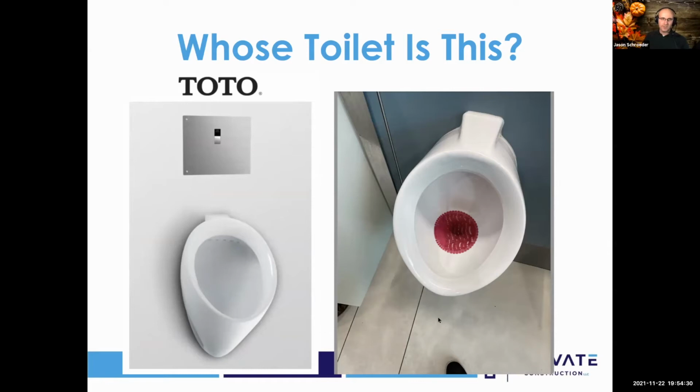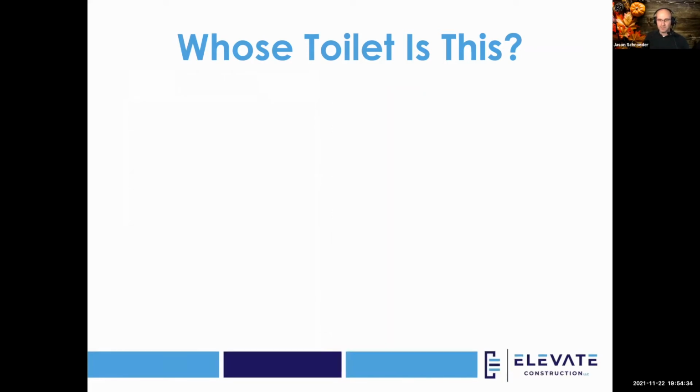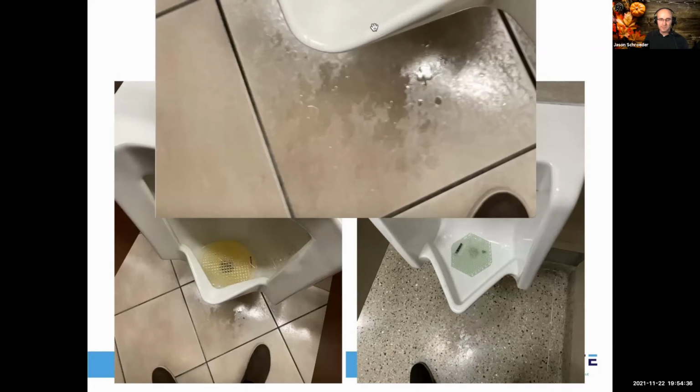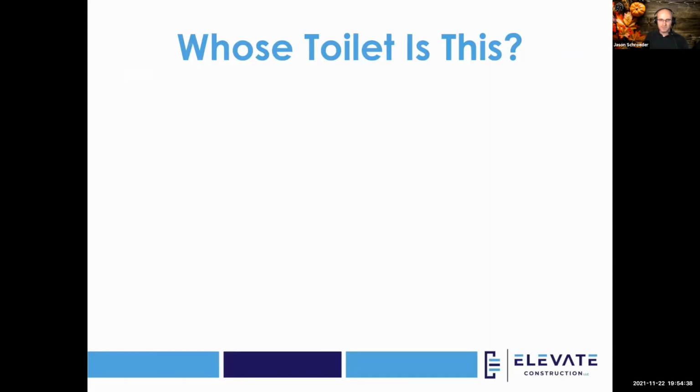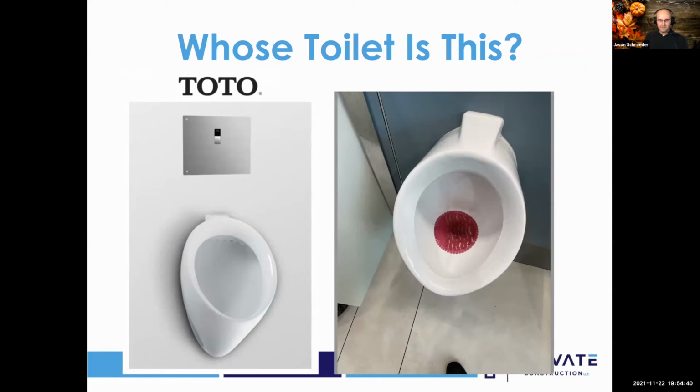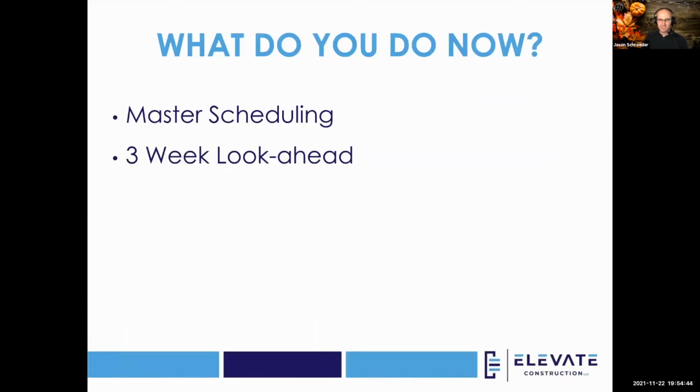So what is going on here? They fixed the process and they stopped blaming the people. Back here, they didn't fix the process. They blamed the people. On this one, they fixed the process and they stopped blaming the people. So let's tie that to construction scheduling.